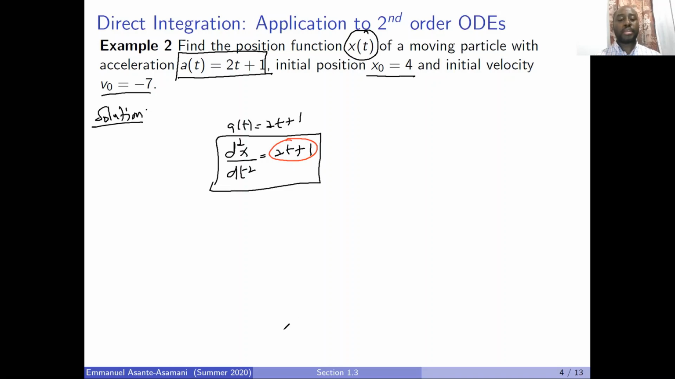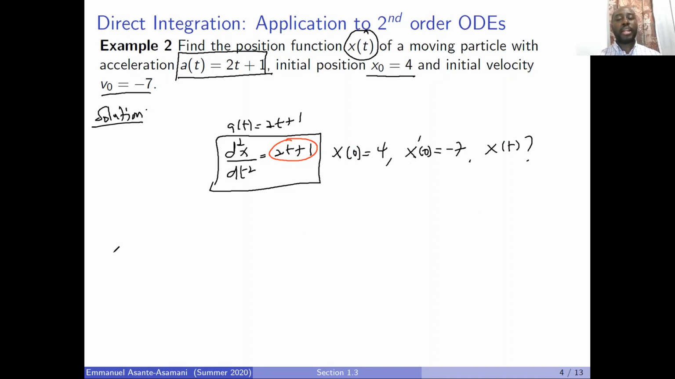Right. Now we have some more information here. We are also told that the initial position is 4. So this means that x when time is 0 is 4. And then we are told that the initial velocity is -7. Now velocity is the first derivative of position. So this means that x prime at 0 is -7. All right. And our goal is to find x of t.